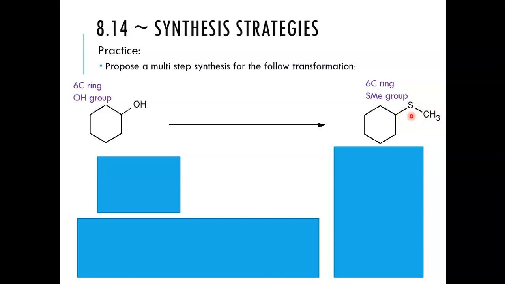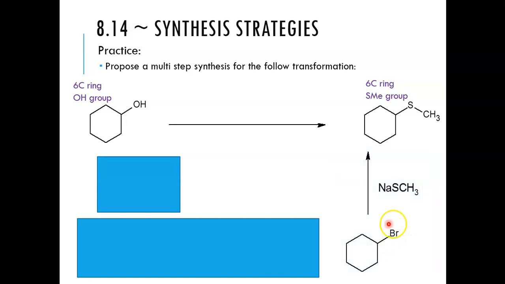And I did say we're going to approach this one from a backwards perspective. So this is technically called a retrosynthesis. So instead of taking this and saying, how can we get to our sulfur? Instead, I'm going to say, well, I know that I can add a sulfur to this ring if I have a good leaving group on there. So if there was a bromine there, I know that I could react this with NaSCH3, and I would go through a substitution reaction to get that sulfur on there.